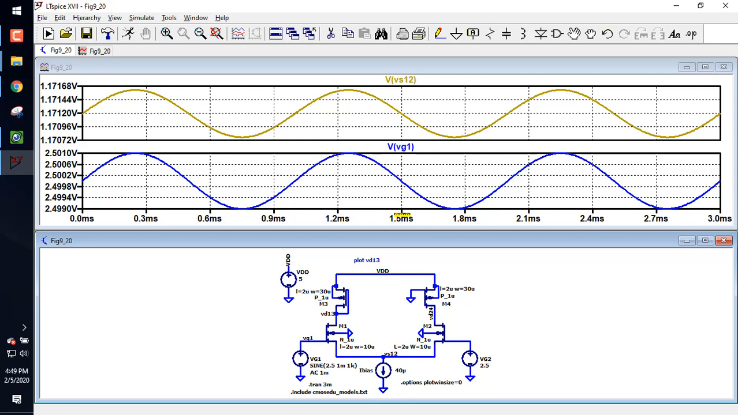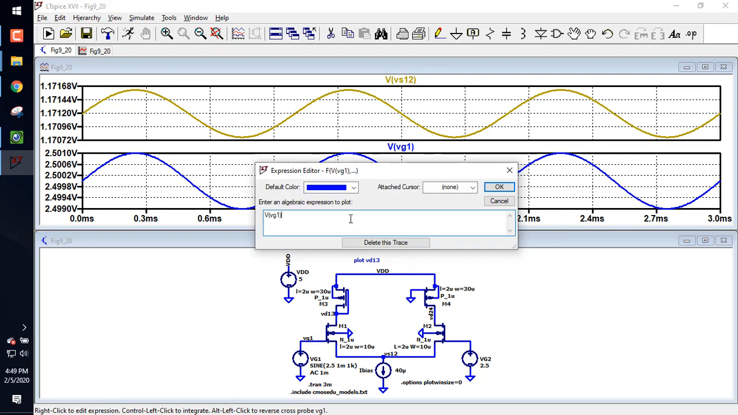Yeah, just go right here and I right click and I say minus VS of VS. Okay, now I'm going to pause here.